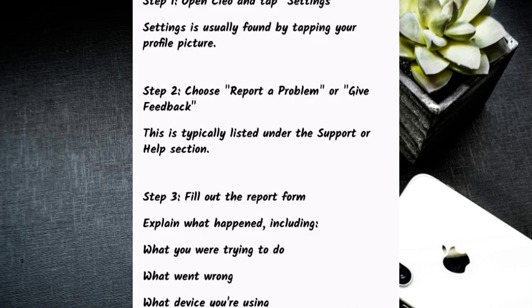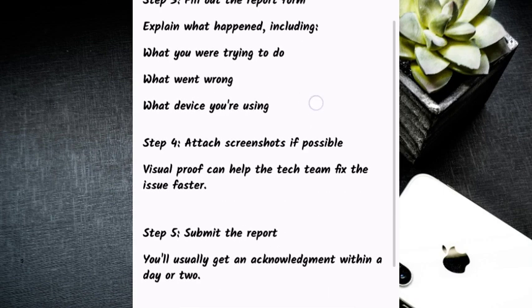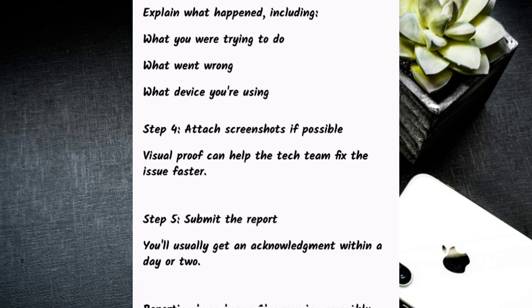Step 3, fill out the report form. Now you're going to explain what happened, including what you were trying to do, what went wrong, what device you're using, and stuff like that. Step 4, attach screenshots if possible. Now, visual proof can help the tech team to fix the issues a lot faster. So you want to make sure that once you're catching these bugs that you have them captured via screenshots so you can provide them to the support team.